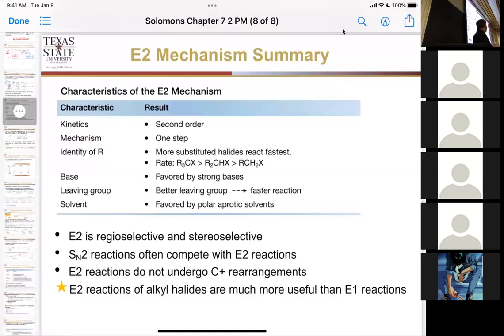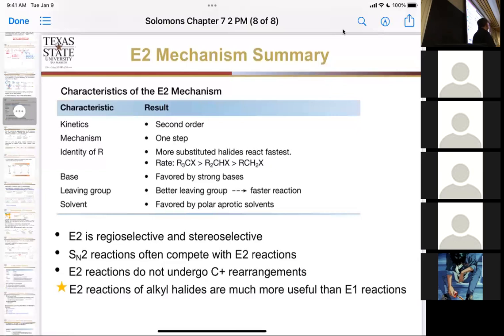And this is favored for all strong bases, okay? It can be a big bulky base or it can be a little base. Look at that table you have. Almost all of those reactions are E2. The only one that's E1 is when you have a poor base, like water or methanol, okay? So strong bases will do that, big or small.